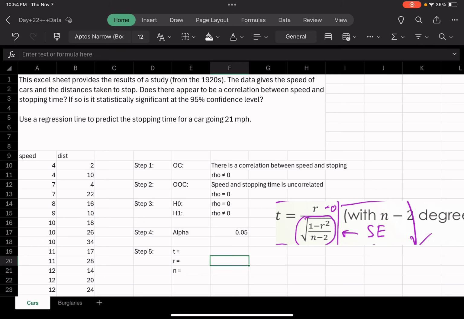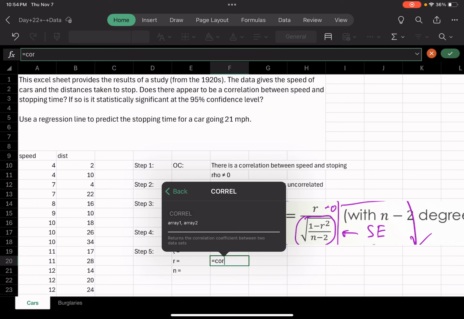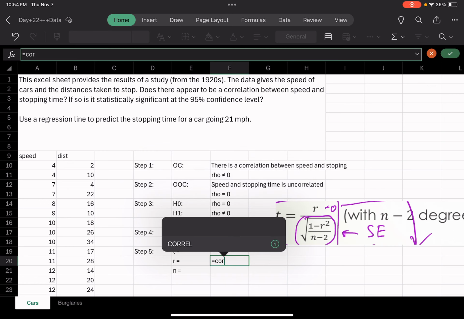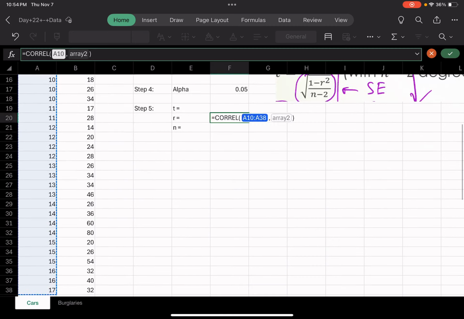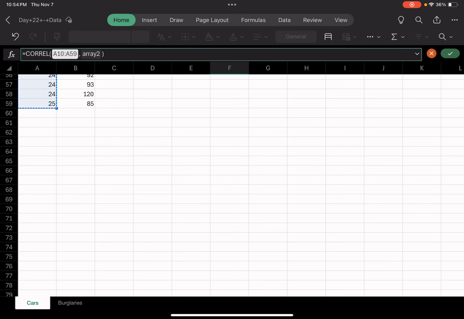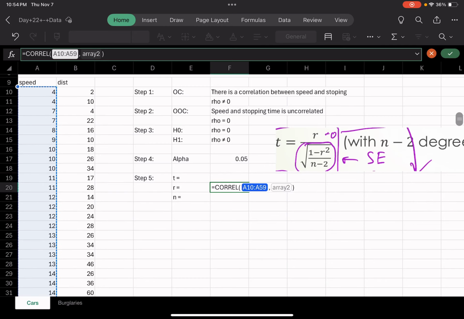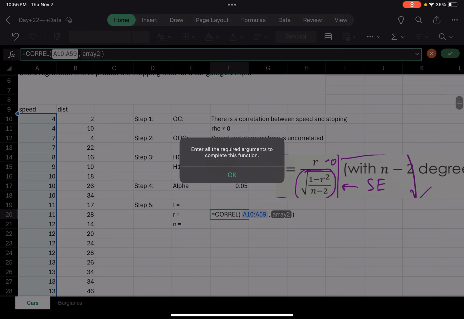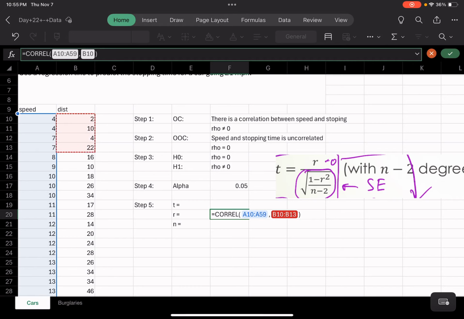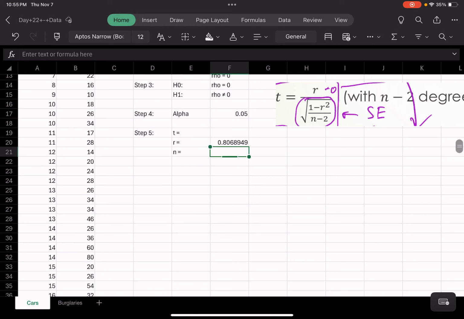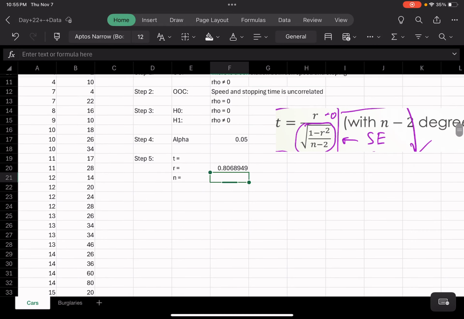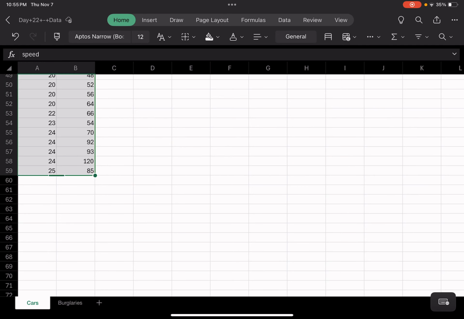So let's find r. I'm going to type in CORREL, which returns the correlation coefficient between two data sets. That's what I want. So I'm going to go ahead and select CORREL. Okay, array 1. Well, let's make that one the speed. It doesn't matter which one I pick. If I interchange them, it'll give me the same answer. You click enter. Now the second one, start here, right there, enter. There it is, 0.8098949.